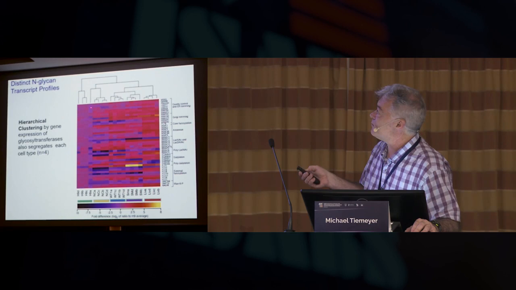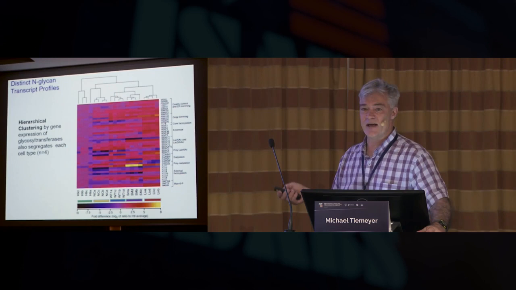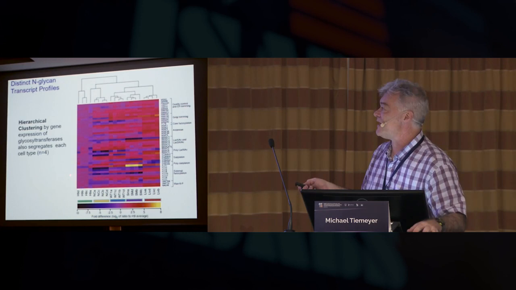Even though the profile was actually quite similar, it was a little bit more similar to the neural crest, and it turns out that this replicate was harvested a few days later than the earlier replicates, and had already started to spontaneously differentiate a bit towards neural crest.